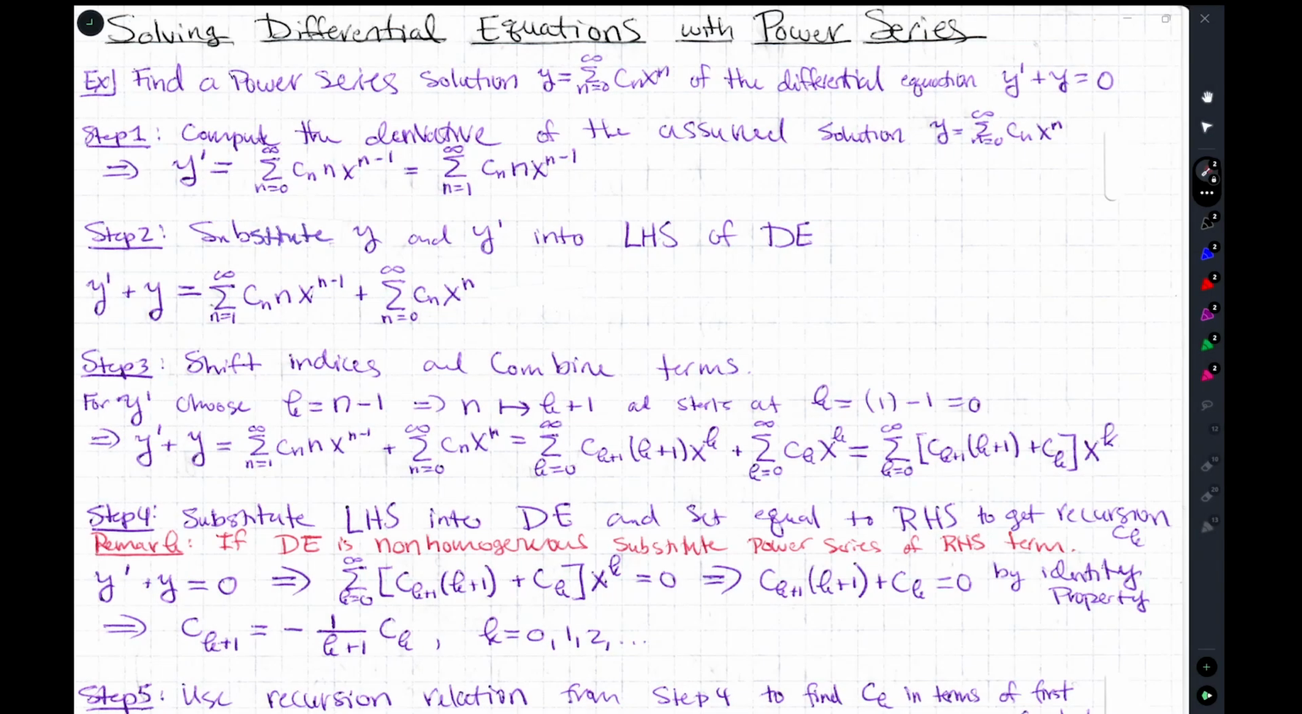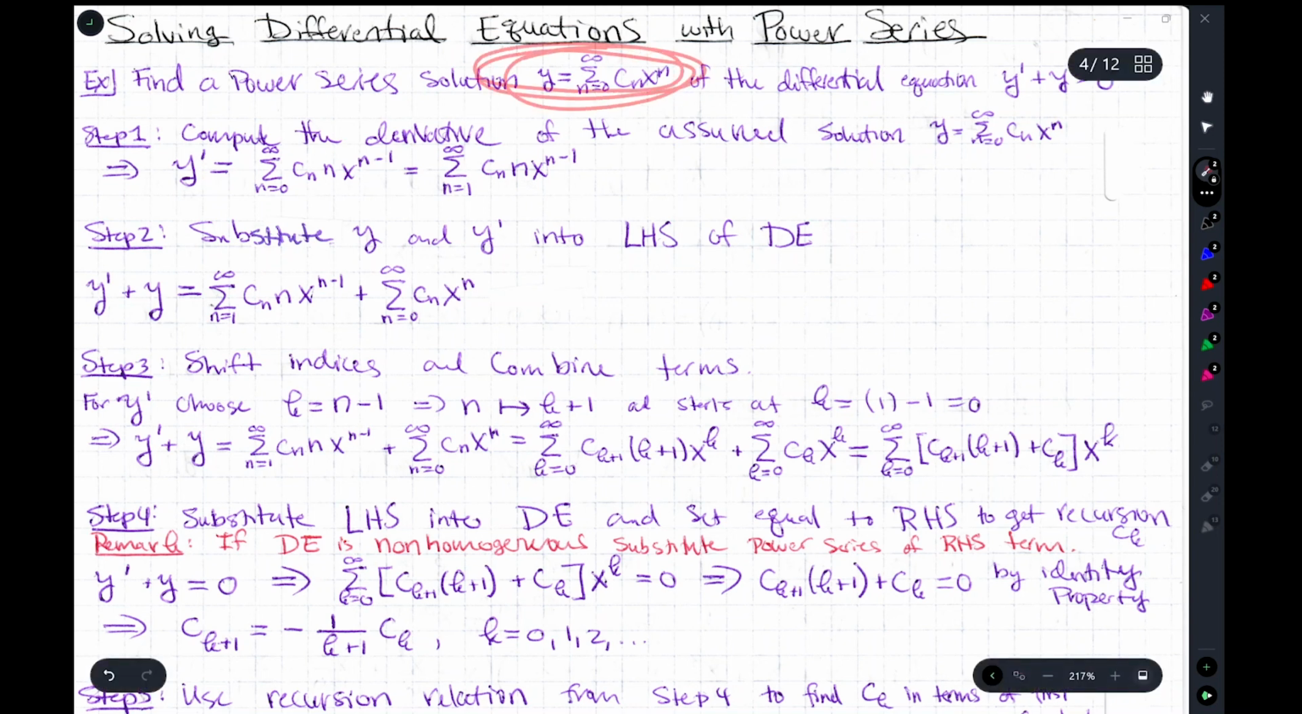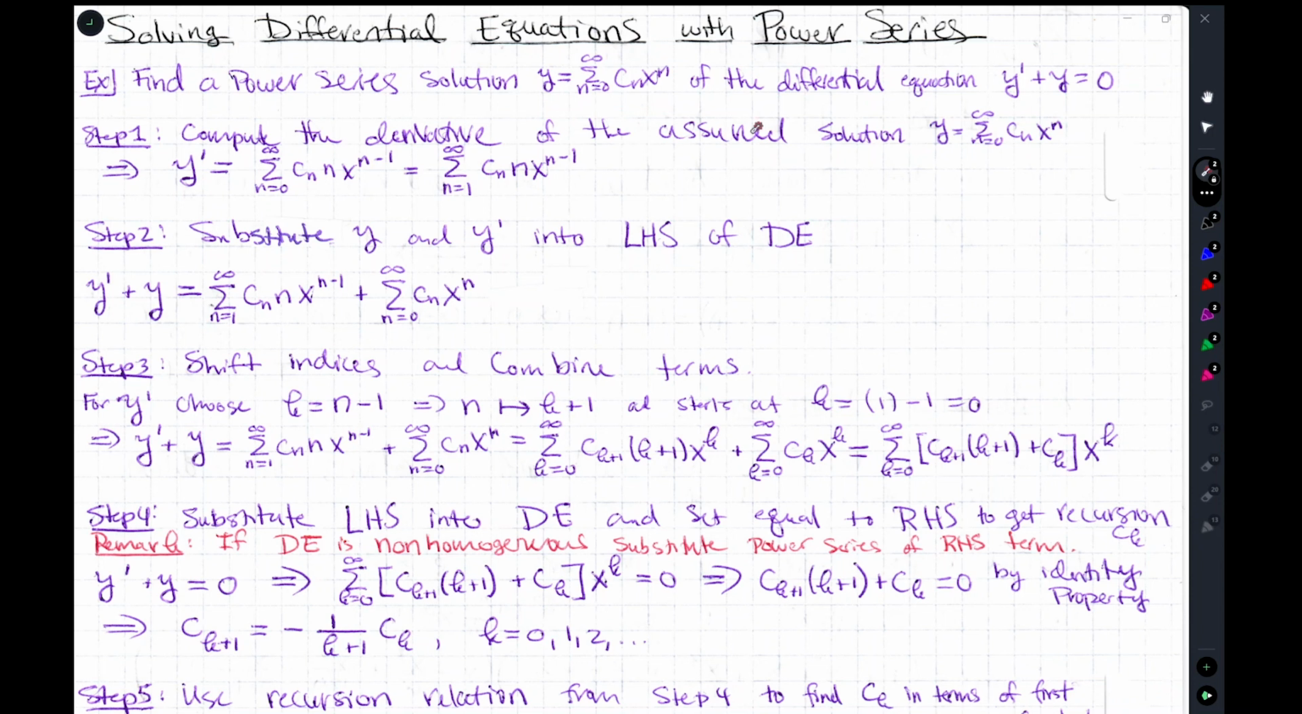All right, so let's look at this example of how to use the power series to solve a differential equation, starting with just a linear first order equation with constant coefficients. First, we're going to assume this form for y. We're going to say that y is equal to this power series. And then we're going to compute the derivative. So if y is equal to this, then y prime is equal to that. Just take the derivative as we've done.